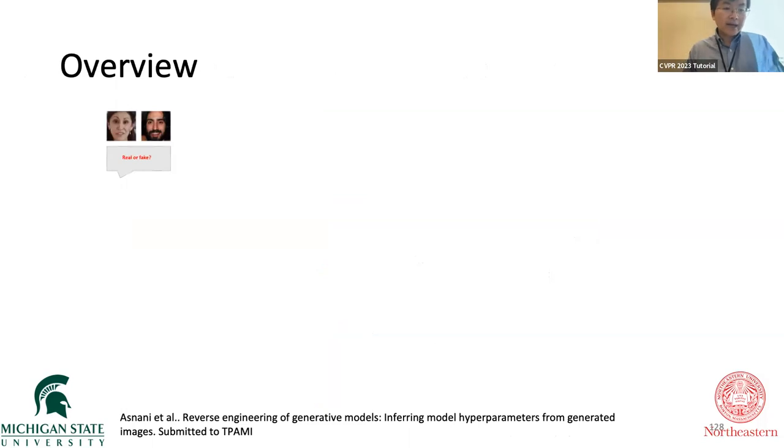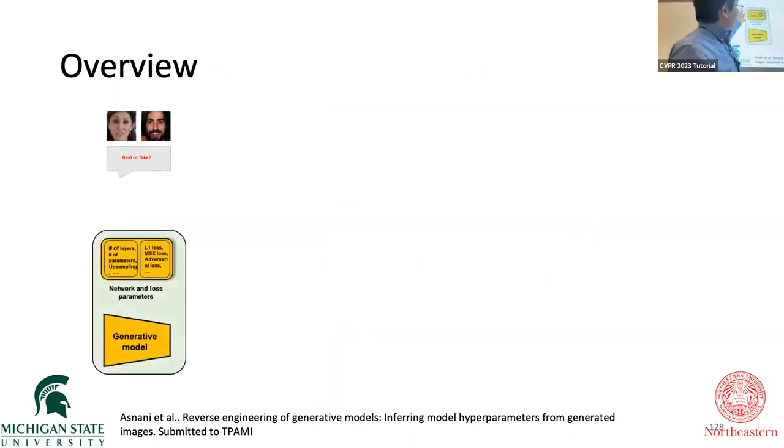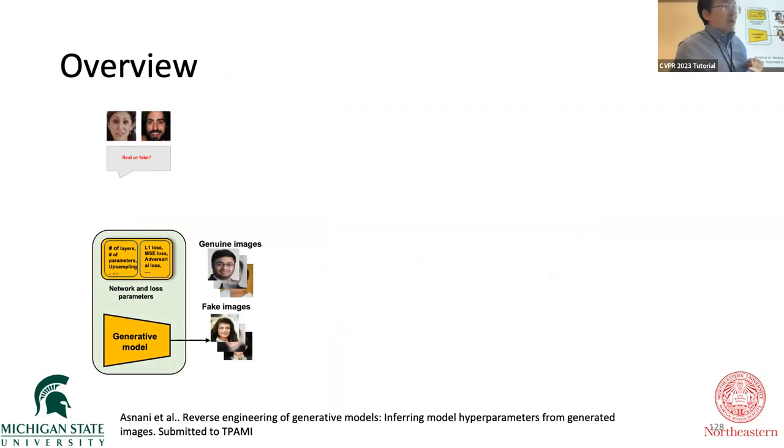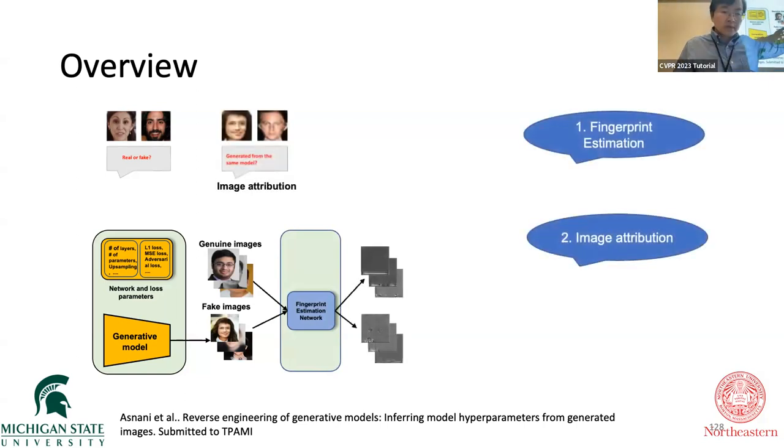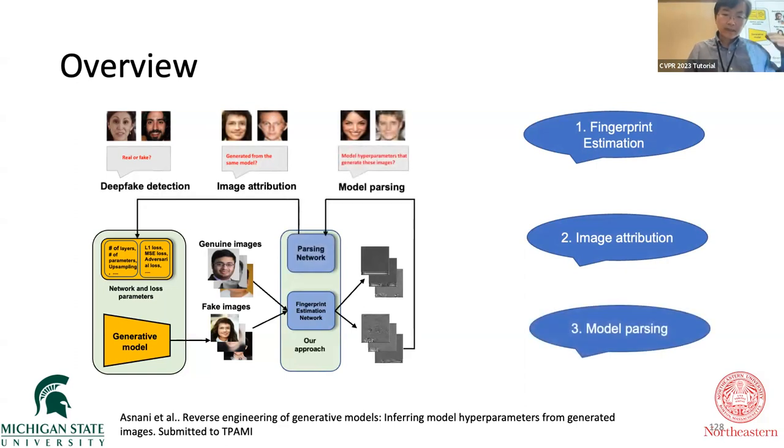All right, so in summary, the goal of this line of research is to say that I start with some network hyperparameters, such as number of layers, number of parameters, upsampling, and so on and so forth, together with the loss functions, right? With those hyperparameters, I can generate a GM, the so-called generating model. And with the model, I produce some fake images, right? And with both, I will do a fingerprint estimation network. Given the fingerprint, which is essentially my intermediate representation, I can do things like image attribution as well as model parsing. Now model parsing allows me to start with this fingerprint estimation network, eventually go ahead and recover those parameters, okay? Because those parameters are essential in terms of defining a GM, okay? So that's the problem definition.